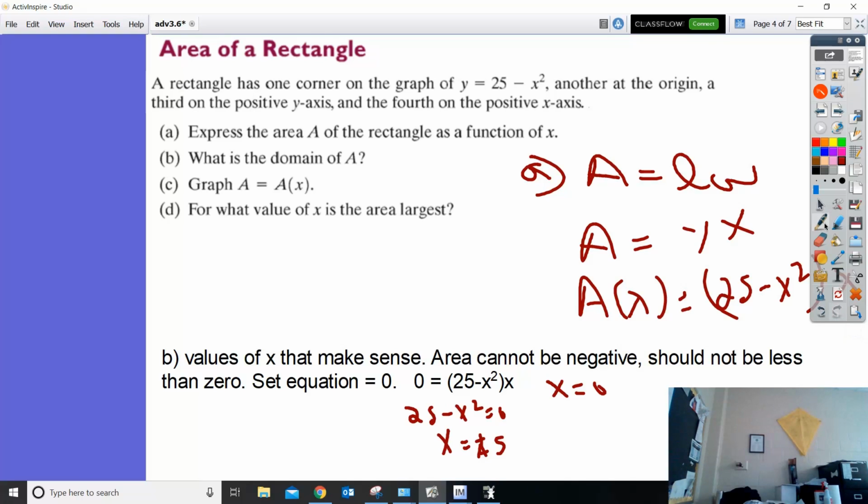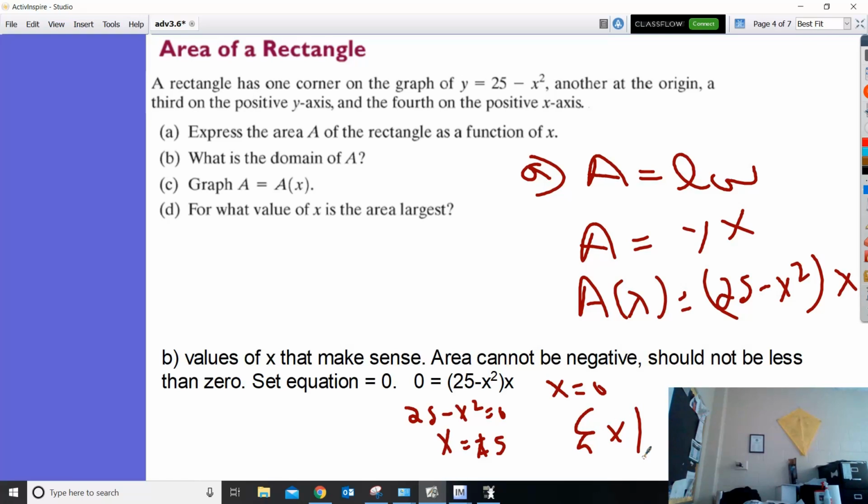So if you're using set notation, all values of x such that x is stuck between 0 and 5. 0 less than or equal to x, less than or equal to 5. Using interval notation, bracket 0, comma, 5, bracket. That's your domain.